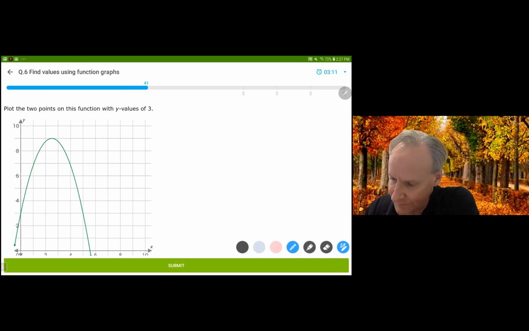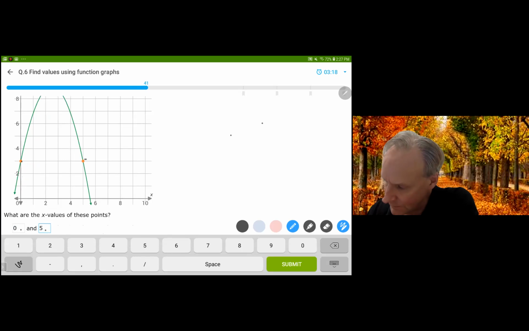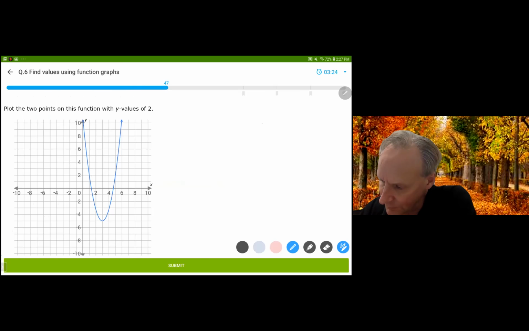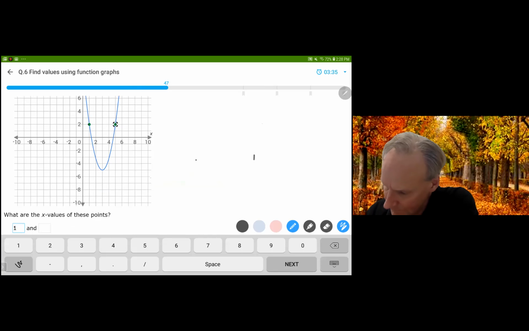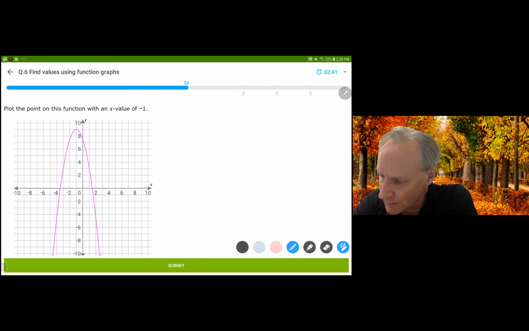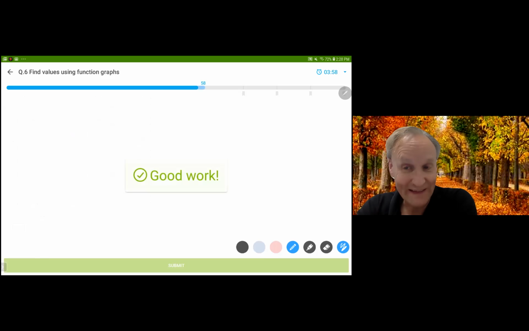This time we want y values at 3, so we're looking at 0 and 5 for x. Okay, we've got y values at 2, so we've got x values at 1 and 5. We have an x value at -1, which is right here, and we want to plot the point, which is the vertex right there. So that's -1, 9, isn't it? Apparently they think I have a problem with 9.